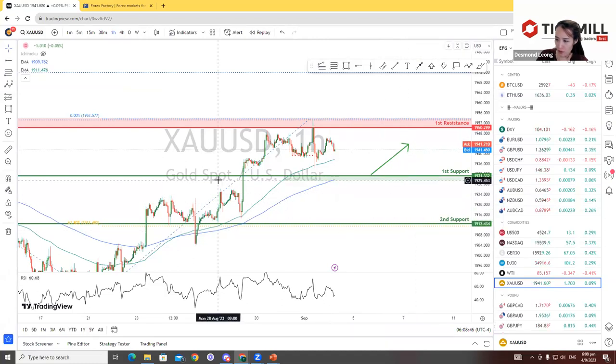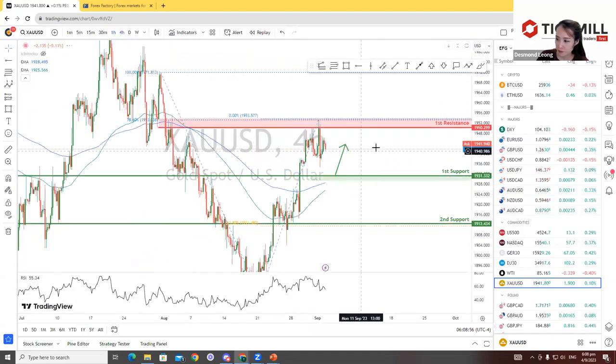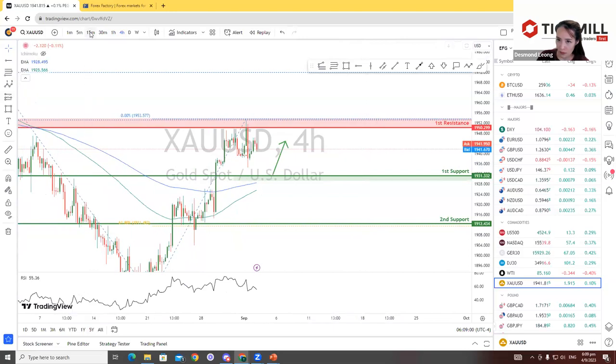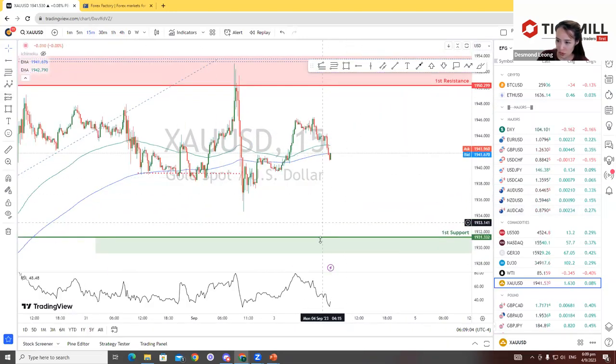Like somewhere here. So the buy zone should be, I think, from 1920 to 1930 or 1932, you can start buying. Okay. Let me go to a lower time frame. I need to drop all the way here.